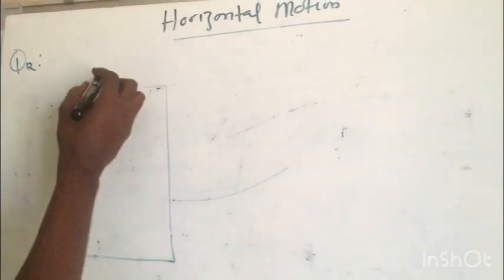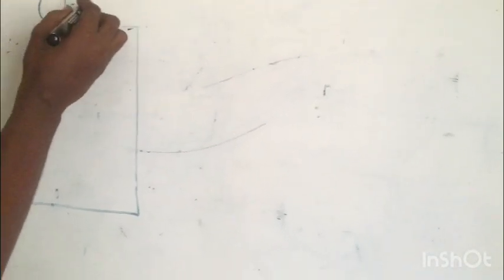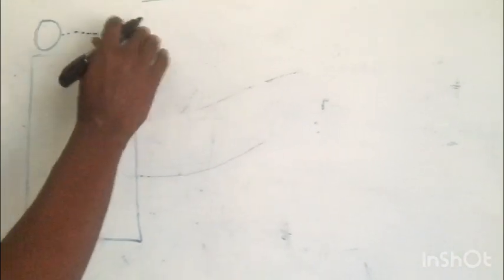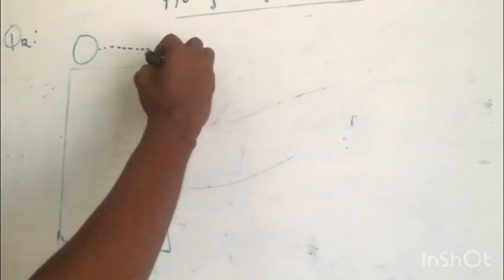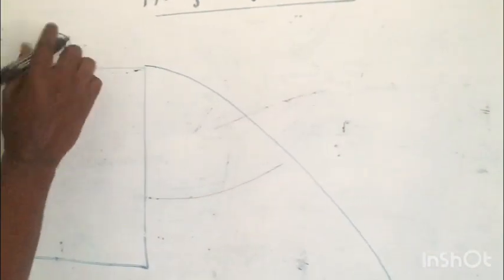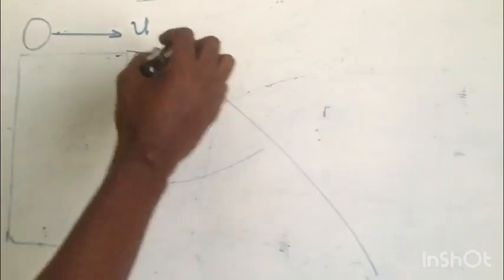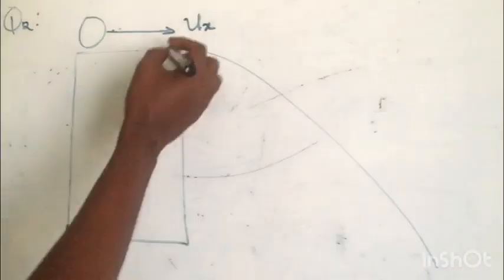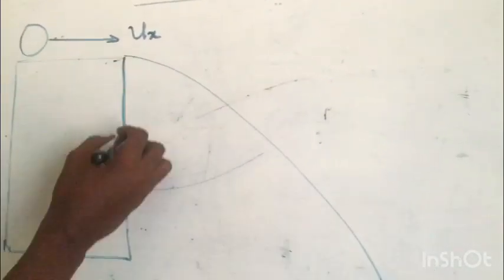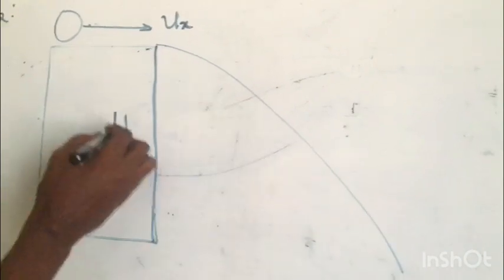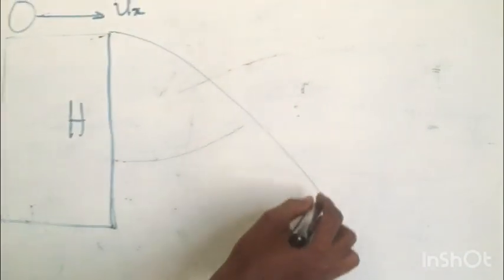This is a tower and the ball is here. It's projected on this tower. It begins to move. When it gets to this point, that ball begins to fall down like this. As the ball is moving horizontally, it's moving with what we call initial velocity or horizontal velocity, ux. Don't forget, this tower has its own height, and the ball is coming down with a horizontal velocity.